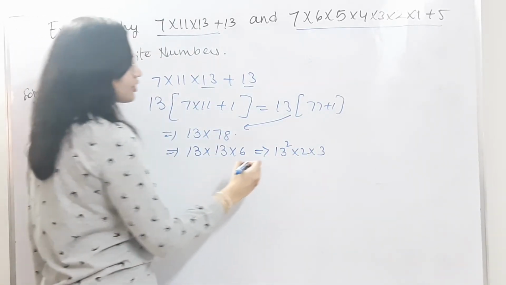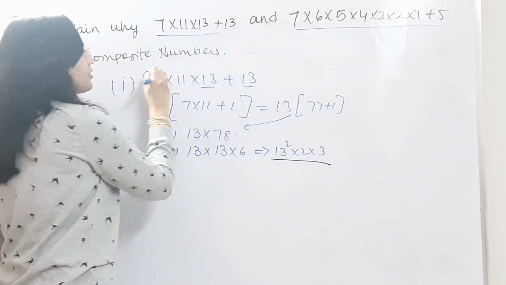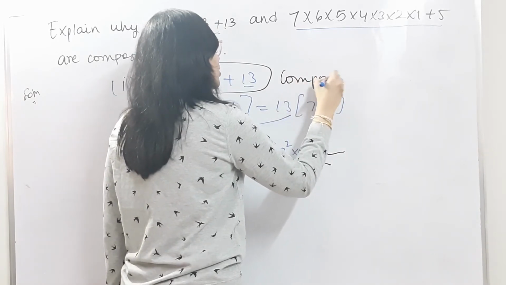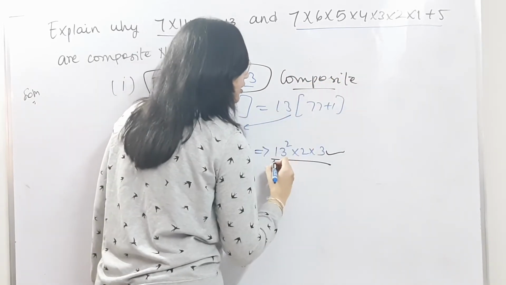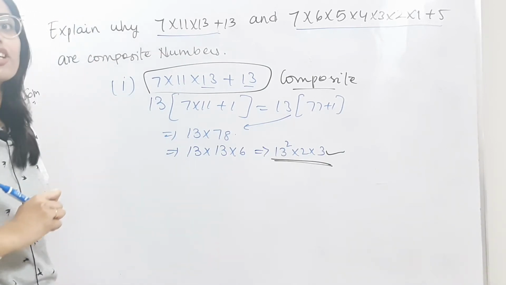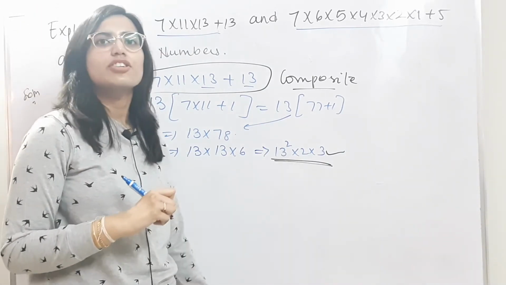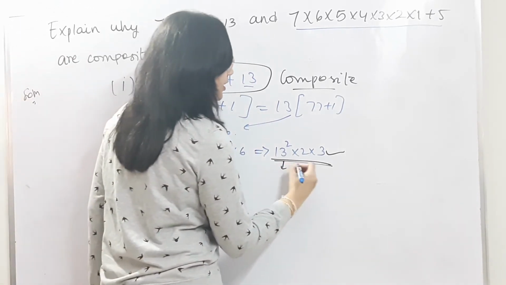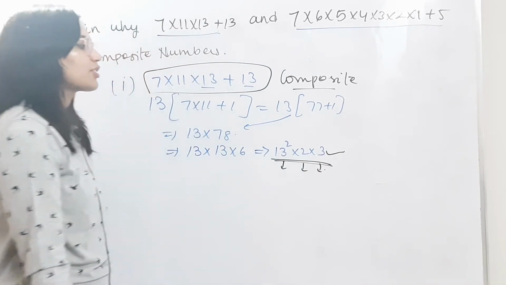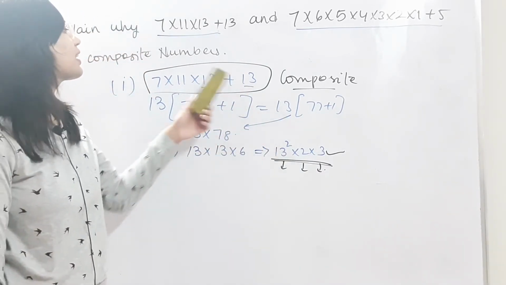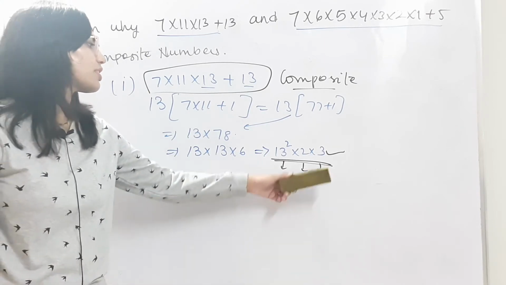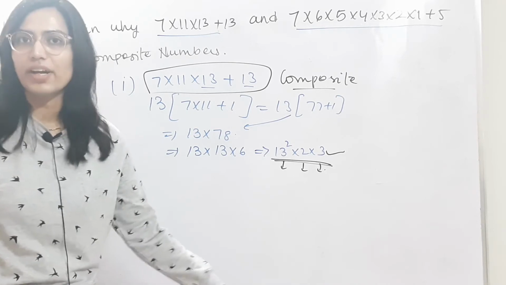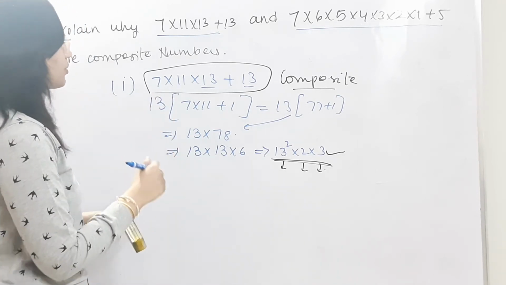So, can you say this entire number is composite now? Yes, it is composite because there are more than 2 factors. In short, there is a combination of prime factors when you simplify this here. That is, you are getting 13 square, 2 and 3. So this entire number is a composite number because there is a combination of prime factors apart from the number itself and 1. Okay, now what is the second problem in the same way?